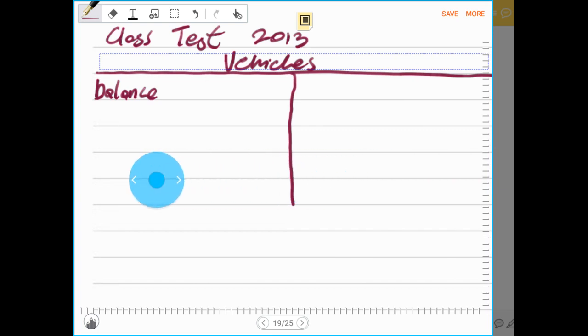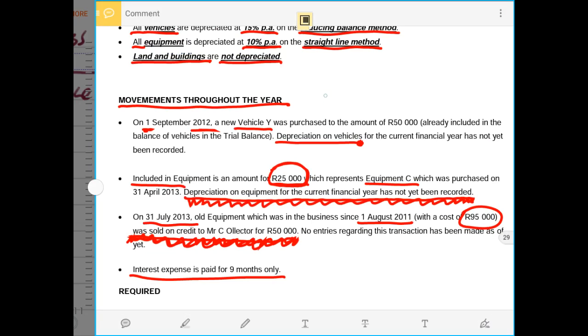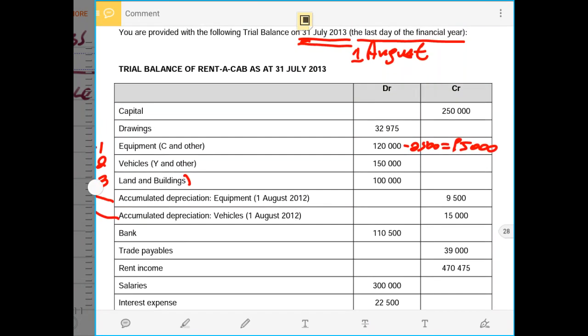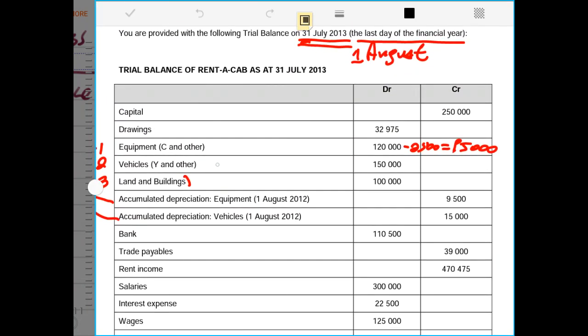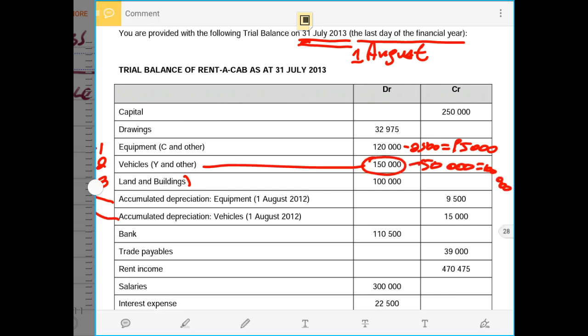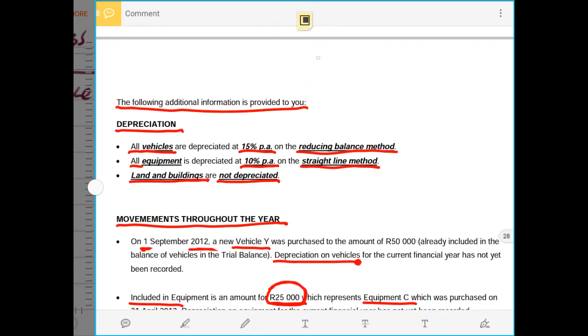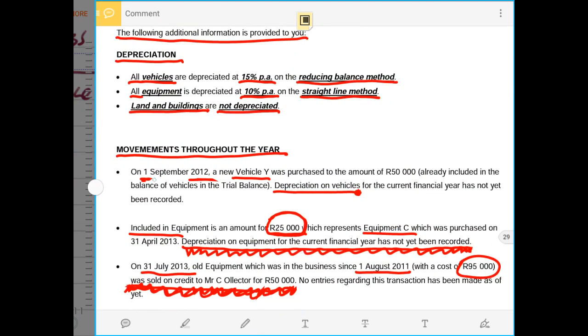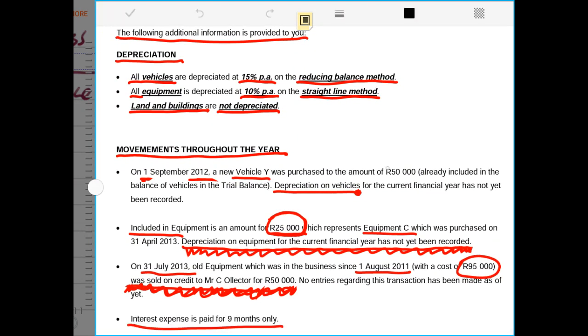So now the opening balance of the motor vehicles will be an amount of, let us check, our vehicles amount to how much? To an amount of 150,000 rands. But remember, we subtracted 50,000 rands for vehicle Y. Vehicle Y that was acquired during the current financial year. Because in the adjustment, we were told that on the 1st of September, there was a new vehicle costing 50,000 rands, and it was bought during the current financial year. And they said this 50,000 is already included in the trial balance.